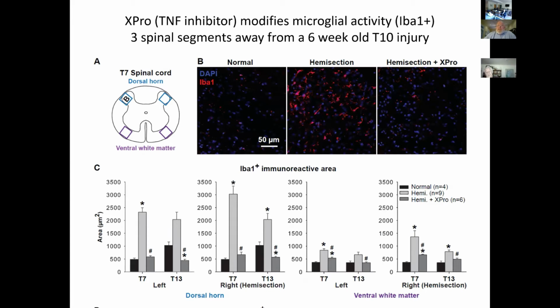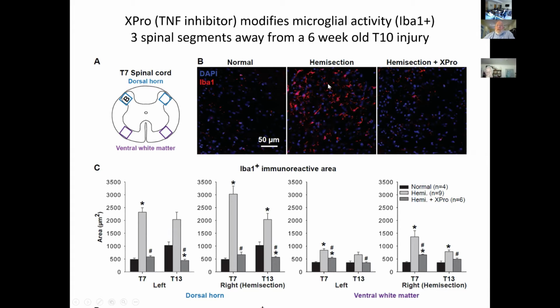So we started asking ourselves, what could possibly be causing this change, 6 weeks out from injury? And so with a collaborator, we were looking at microglia in the spinal cord, marked here in the dorsal horn in box B with IBA1. And in a normal spinal cord, there's only a few active microglia. 6 weeks after this hemisection injury, there's this persistent increase in microglial activation and numbers of microglia. And this is 6 weeks after injury.